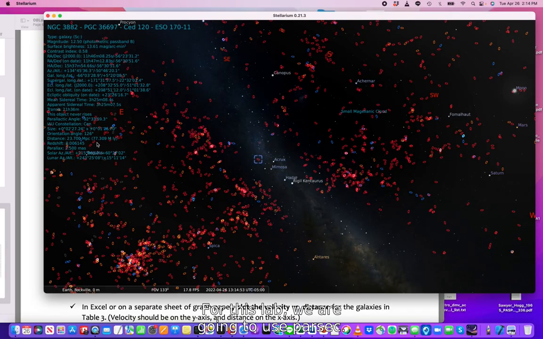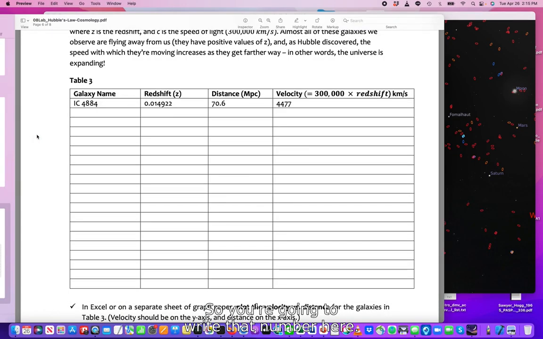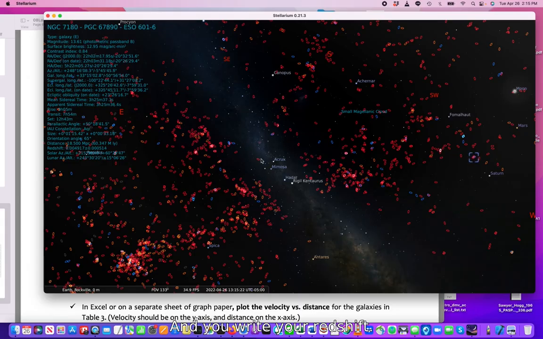For this lab, we are going to use parsec, okay? I mean, typically astronomers also use light years, but megaparsec is more common, and for the purpose of expressing Hubble's constant, the most common standardization is using megaparsec, okay? So we're going to use megaparsec. You're going to write that number here, okay? So your distance is in megaparsec. Make sure, again, megaparsec, and you write your redshift.